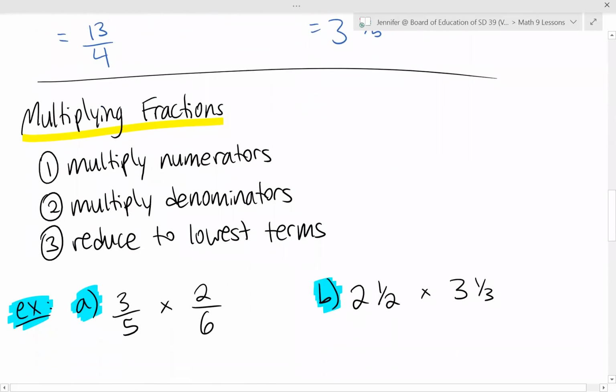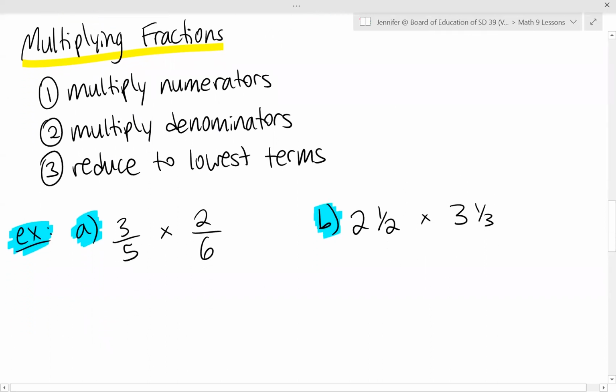We also have multiplying fractions. So the steps to multiply fractions, we're going to first multiply the numerators, then we're going to multiply the denominators, and lastly, reduce to the lowest terms. This is a lot simpler than adding or subtracting fractions because you don't need a common denominator. So first we multiply the top, 3 by 2 is going to give us 6. Then we multiply the bottom, 5 by 6 is going to give us 30.